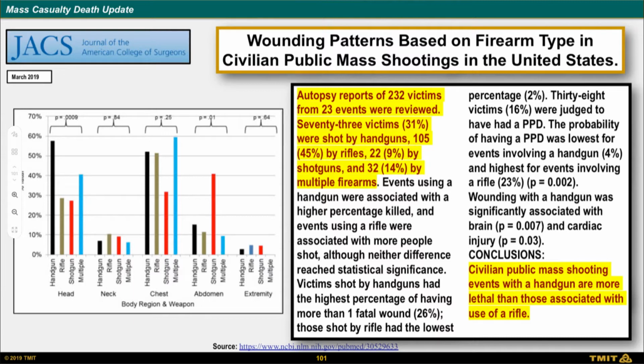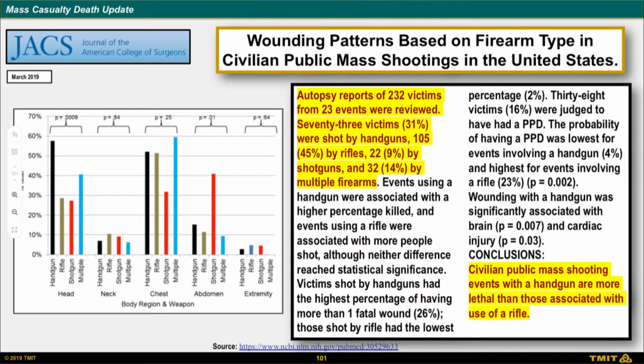This is some data from the same group at George Washington looking at wounding patterns from different events that have gone on in civilian public mass shootings in the United States. I think many of us in the news media assume, when these events occur, that the perpetrator has a high-powered rifle, and that's what's causing all of the death and destruction, the serious injuries to the people in that event. And this is looking at autopsy studies in 232 victims from 23 events.